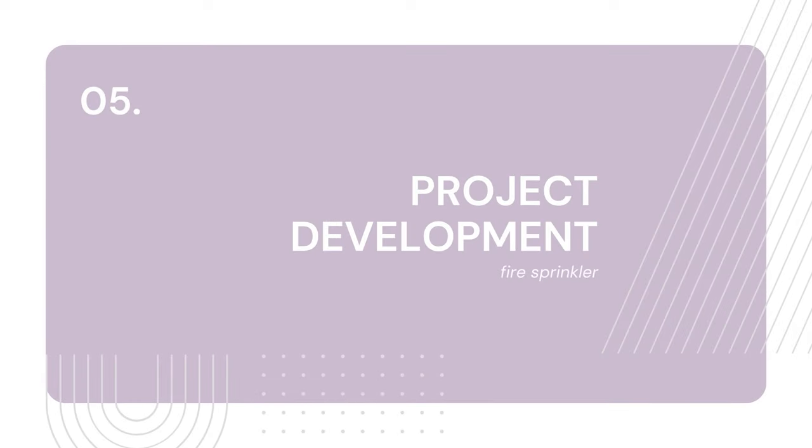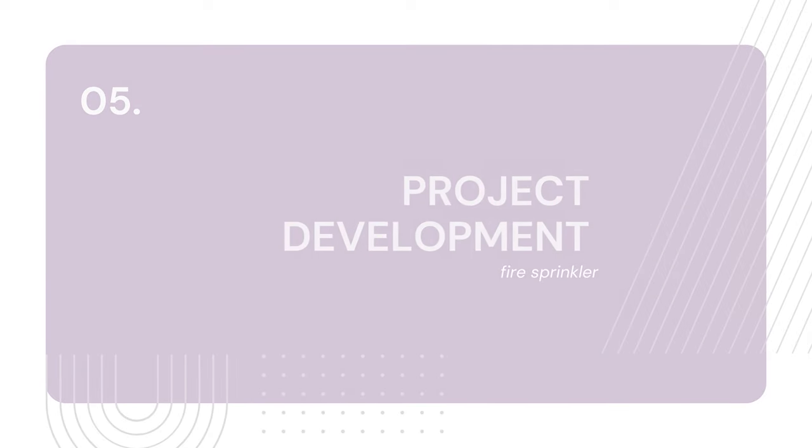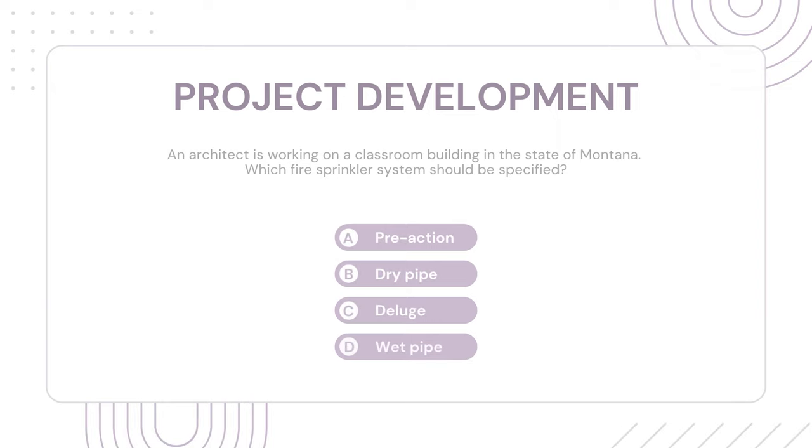Now on to project development. An architect is working on a classroom building in the state of Montana. Which fire sprinkler system should be specified? Pre-action, dry pipe, deluge, wet pipe. Pause here to answer.